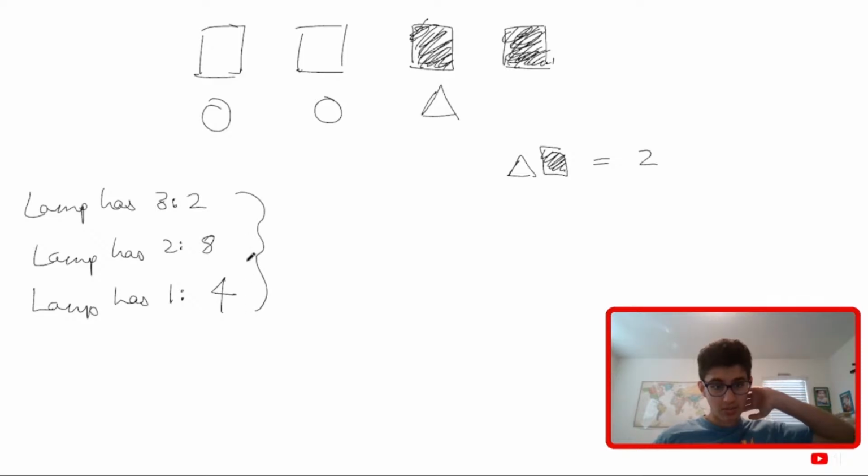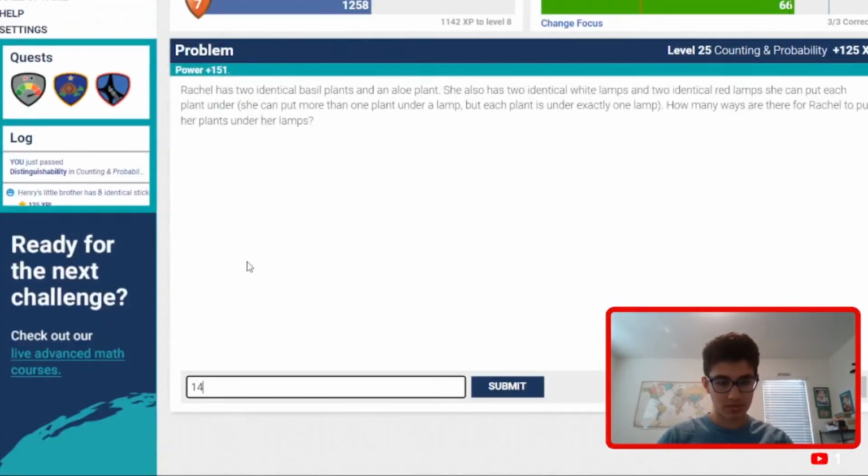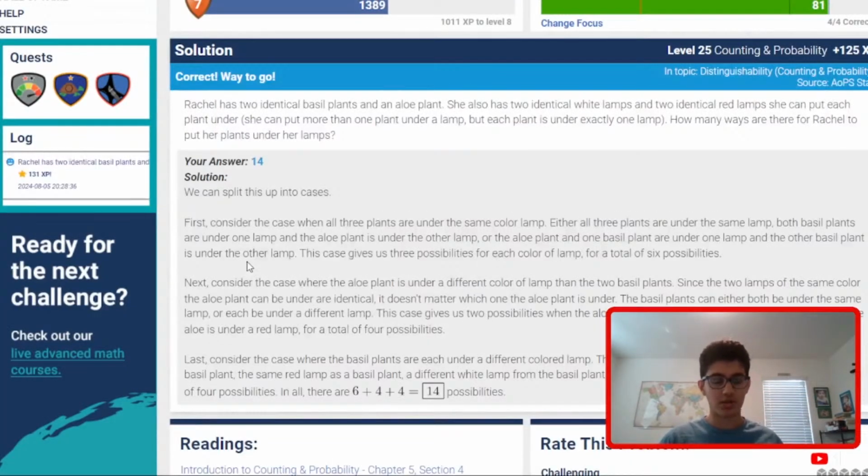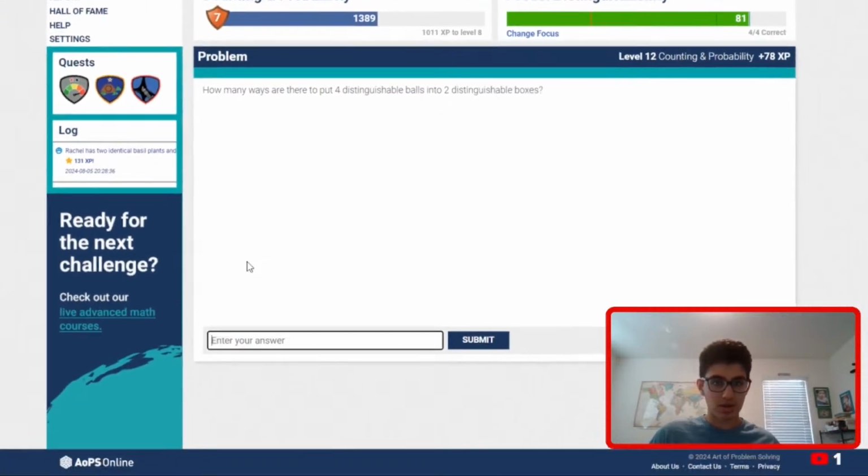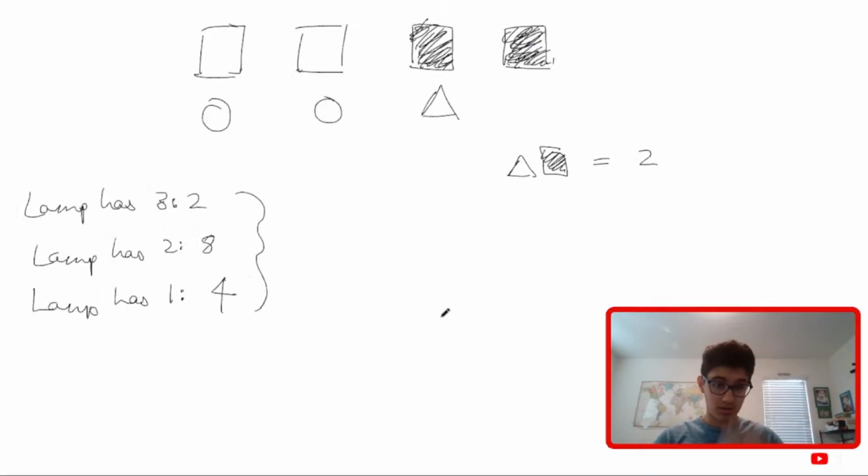So if you add all this up now, you get 14. Oh, perfect. And we got that right as well. Let's just read what they did here. Okay, all three, so exact same process as well. Basically the same thing. Okay, how many ways are there to put four distinguishable balls into two distinguishable boxes? Okay, this is going to be much lengthier and harder, I think.